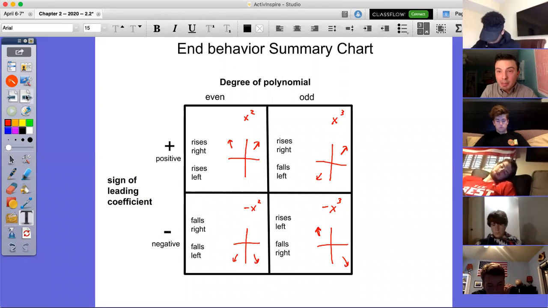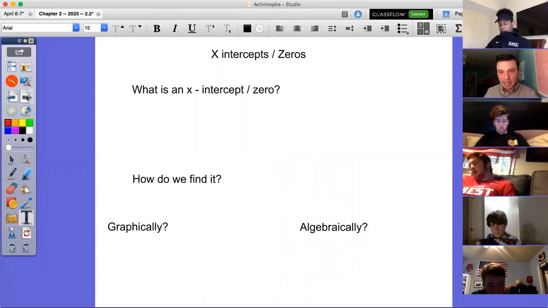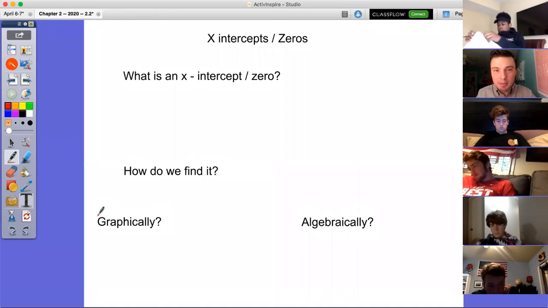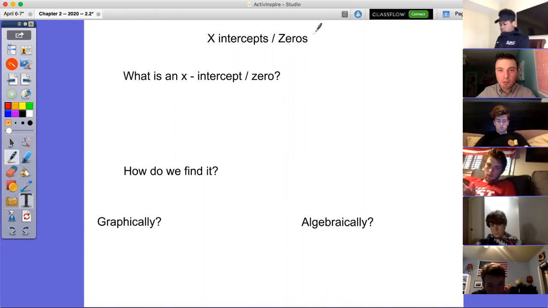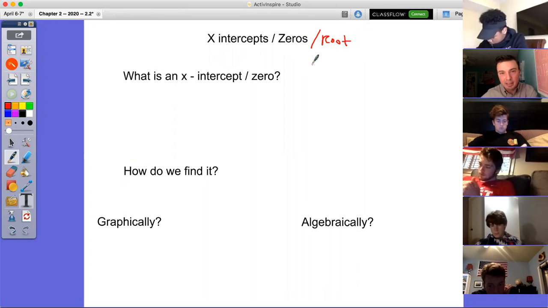All right, so we've talked about end behavior. We talked about how many times a graph turns. The last thing we need to be able to sketch the graph are the x-intercepts. So what is an x-intercept or a zero? These are synonyms for each other. Another synonym for it is actual root as well. When you see the term root, that means the same thing as x-intercept or zero.